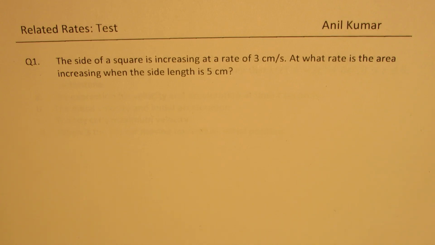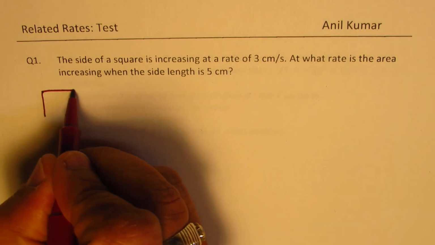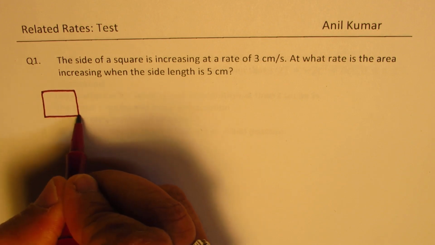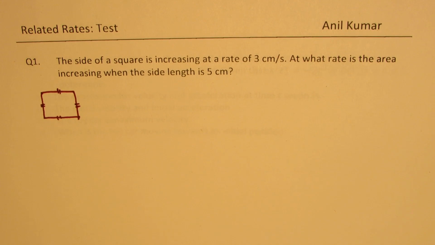Question number 1. The side of a square is increasing at the rate of 3 centimeters per second. At what rate is the area increasing when the side length is 5 centimeters? So let us say we have a square. We'll just make a small sketch on the side, write down what is given, what formulas are required, and then work out the details.